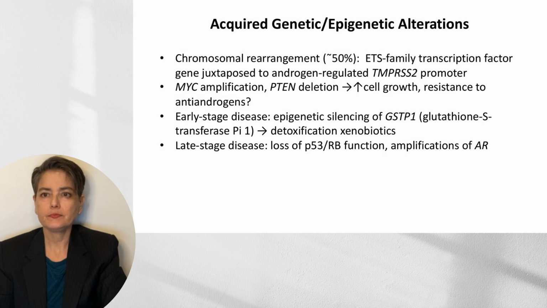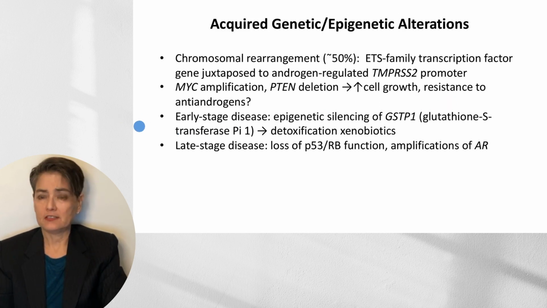There are a variety of acquired genetic and epigenetic alterations, such as chromosomal rearrangement, which is seen in about 50% of cases of prostate cancer. This brings one of the ETS family transcription factors in juxtaposition to the androgen-related TMPRSS2 promoter. We can also see amplifications of MYC and deletions of PTEN, which are thought to increase cell growth. Remember, MYC is a pro-growth protein and may also increase resistance to anti-androgens.